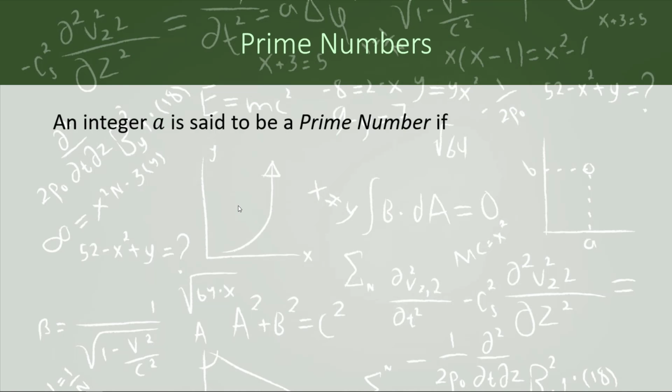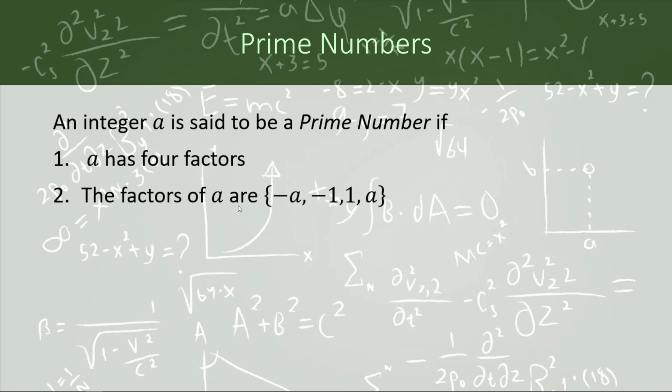Okay, so what is a prime number? Well, an integer happens to be a prime number if 1. It has exactly 4 factors, and 2. Those 4 factors are, well, the negative version of an integer, negative a, negative 1, 1, and a. Negative a and negative 1 are factors because negative a times negative 1 actually produces a. So that's it. If it meets these two requirements, it is a prime number, and if it doesn't, it is not a prime number.